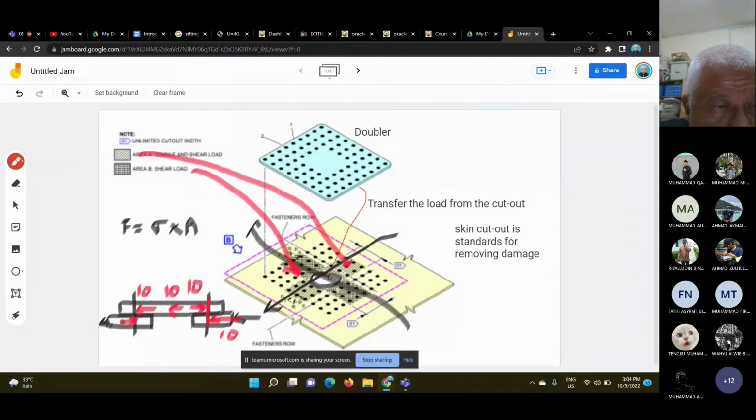Be careful, see the arrow, 10 Newton down, and reacted the 10 Newton. That's how the load is transferred. And that's why we use a doubler to transfer the load, because you do not have any more skin that is capable of carrying the load.